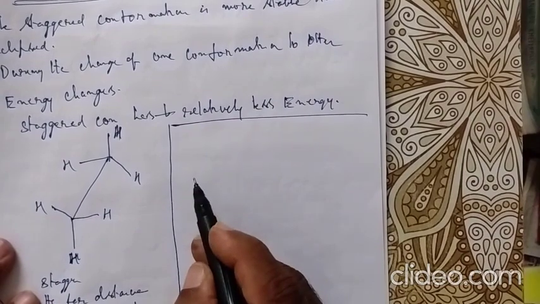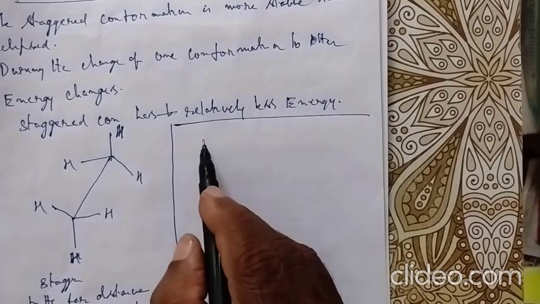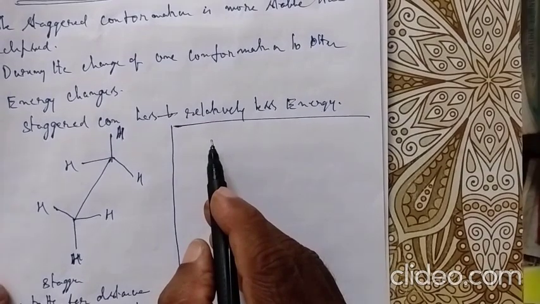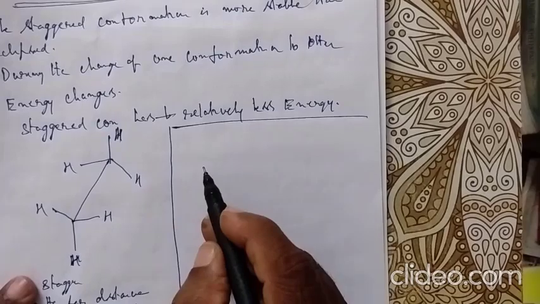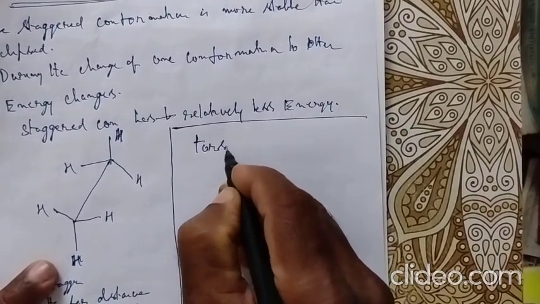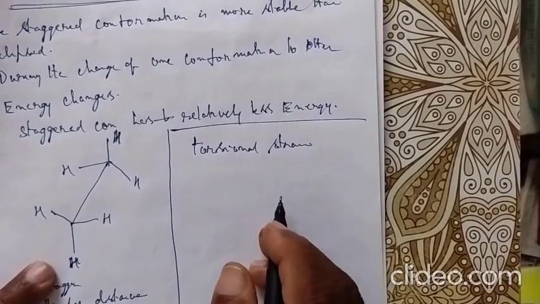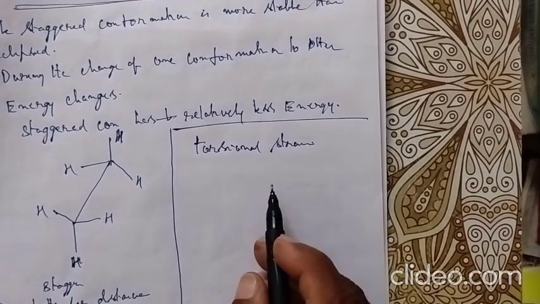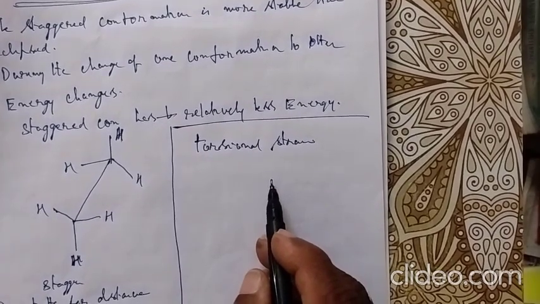The repulsive interaction between electron clouds of sigma bonds. Electron clouds of sigma bonds means sigma bonds in between carbon and hydrogen atoms. The repulsive interactions between electron clouds of sigma bonds of two adjacent carbon atoms, which affects the stability of a conformation, is called torsional strain. So torsional strain means the repulsive interactions in between the sigma bonds of both the carbon atoms.